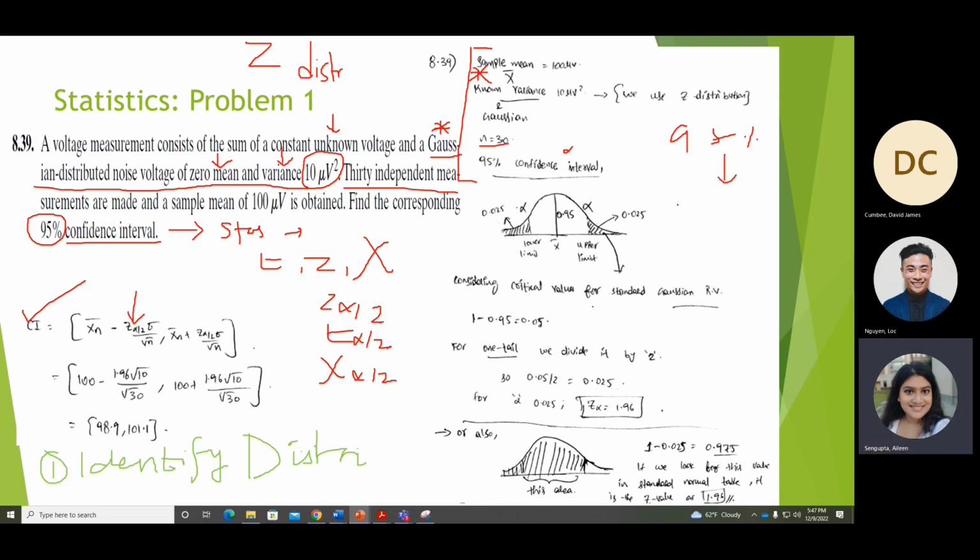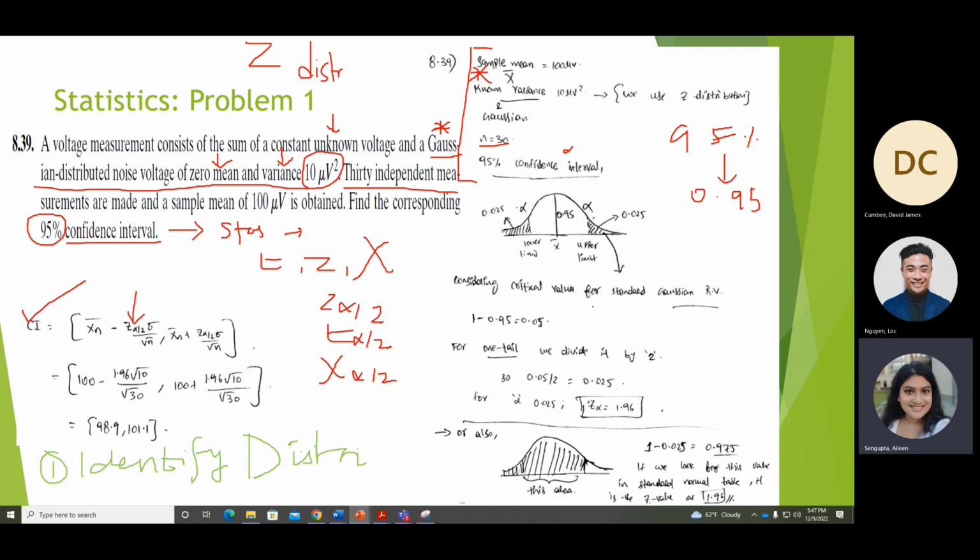95% is there. You convert that to 0.95. So you're confident 95% of the time, and you're trying to find out that interval. So what is that interval? This is 0.025. This is 0.025. This is the 95% confidence interval.